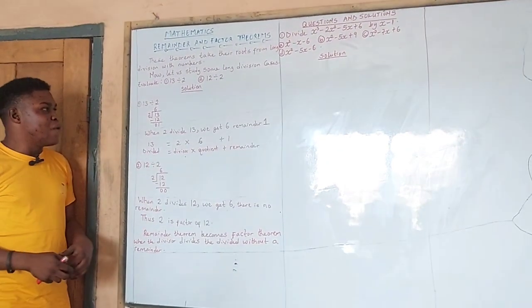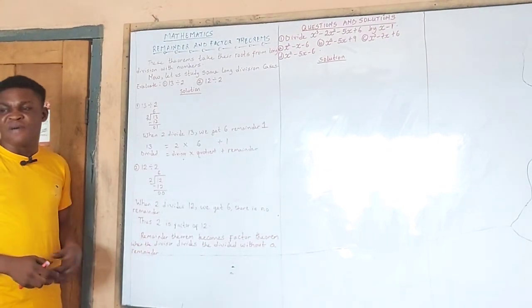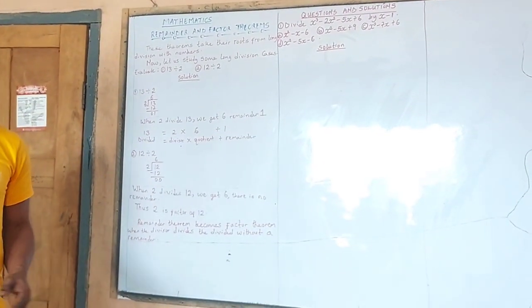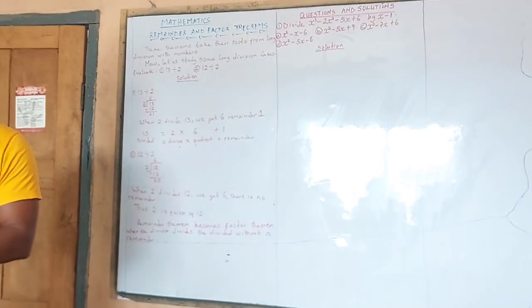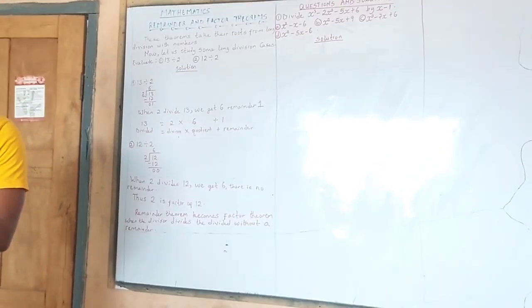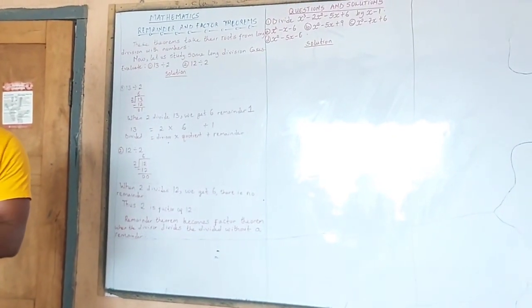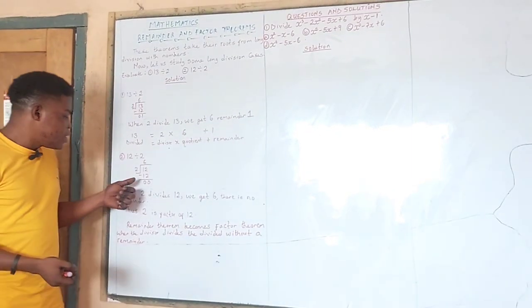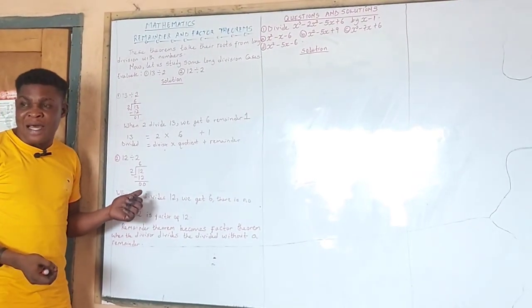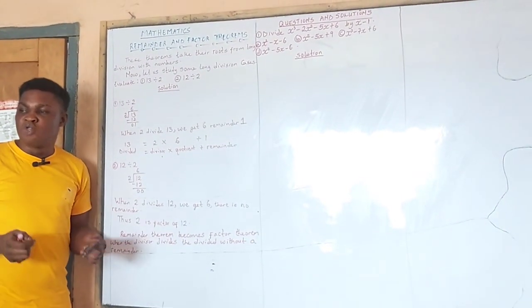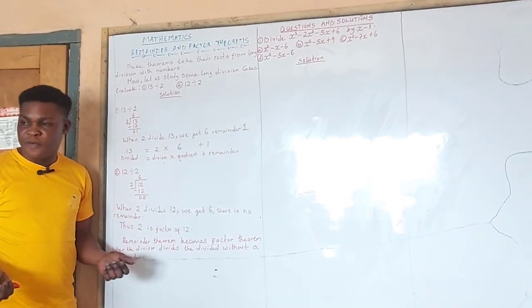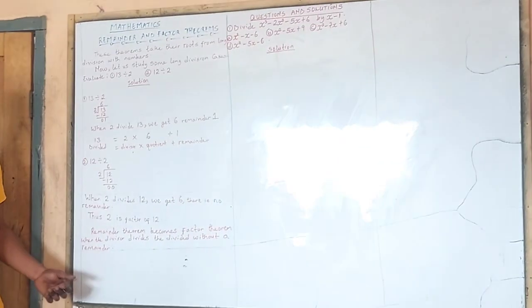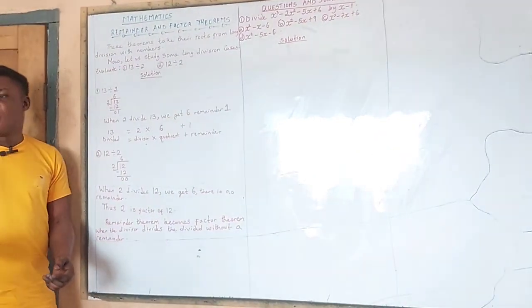Now, look at the other example here: 12 divided by 2. 2 in 12 gives us 6. Then nothing will remain because 2 is a factor. There's no figure remaining, so 0 is our remainder. Definitely 2 is a factor of 12. When 2 divides 12, we get 6 with no remainder. Thus, 2 is a factor of 12.